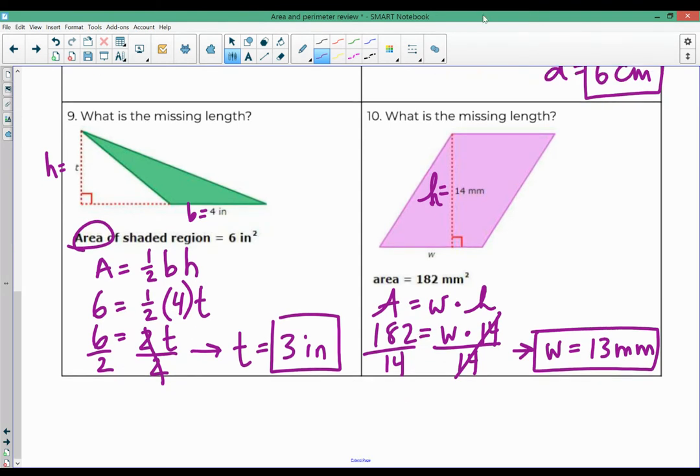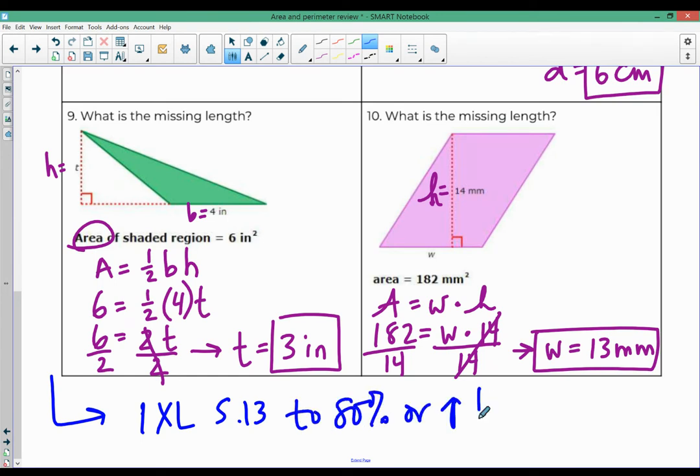So I went through all of the IXL, and this got me up to an 81. So now we want you to do IXL S13 to an 80% or better. And that is the only assignment this week.